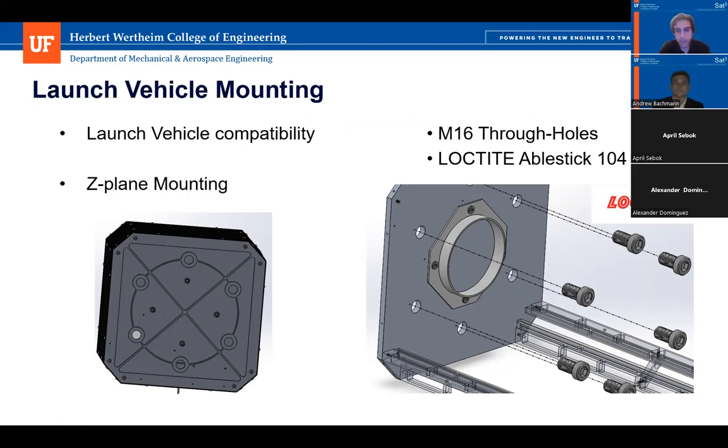The launch vehicle mounting subsystem features screws that are capable of withstanding the maximum axial and bending forces applied by the 5 kilogram CSD and the 25 kilogram CubeSat at 4.1 Gs. Change slide.